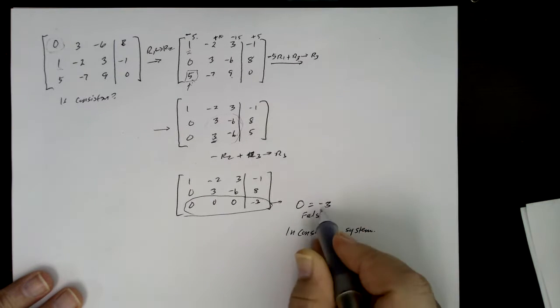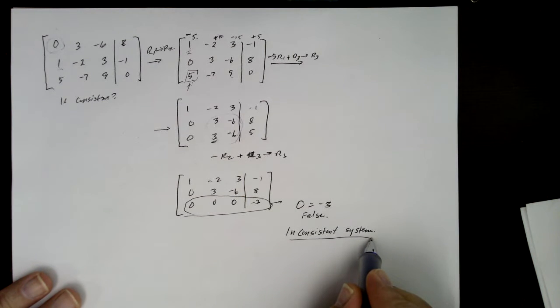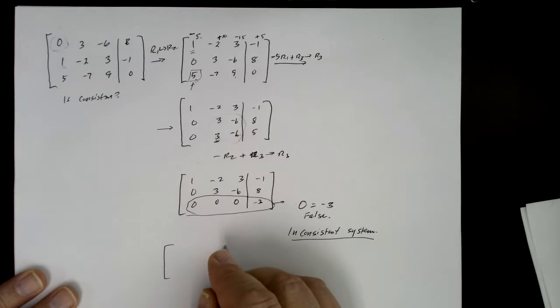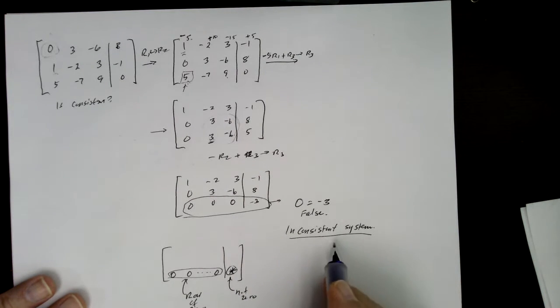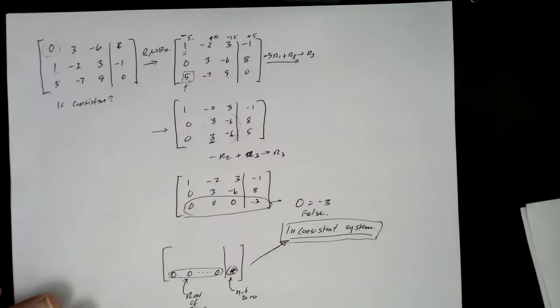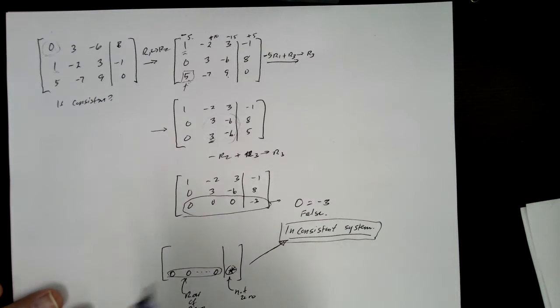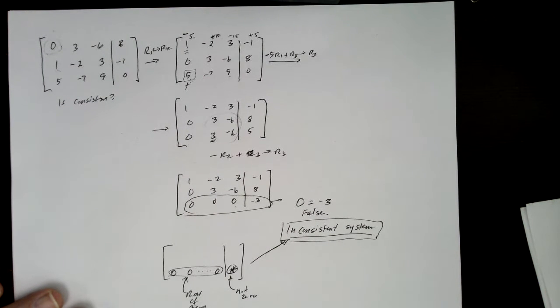And this kind of situation is always going to happen with an inconsistent system where you have some augmented matrix, and what will happen is you'll have all zeros here, but then on this side you'll have something that's not 0. So a row of zeros and then something not 0. This will be indicative of an inconsistent system, no solution to your system. Okay, and so that's what you're looking for when you have an inconsistent system.